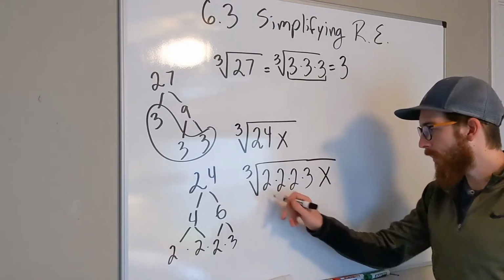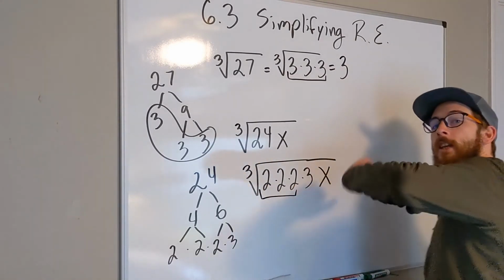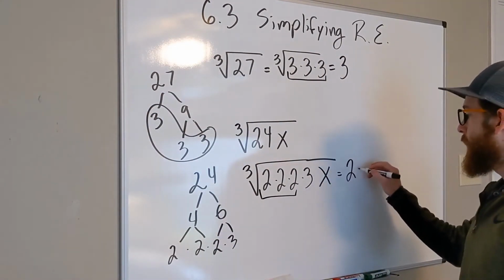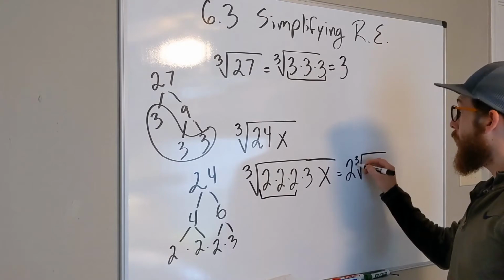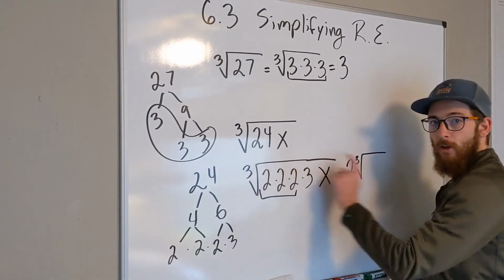Groups of 3. We're looking for groups of 3. So, there's a group of 3. That means it can move to the outside. So, 2. Cube root. Now, make sure the root stays cubed. Don't forget to include the root.